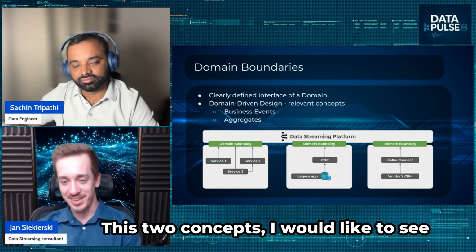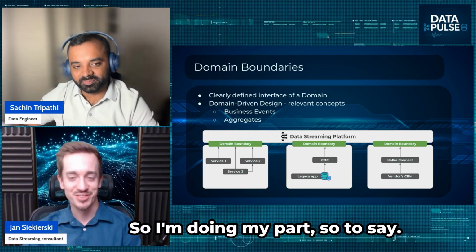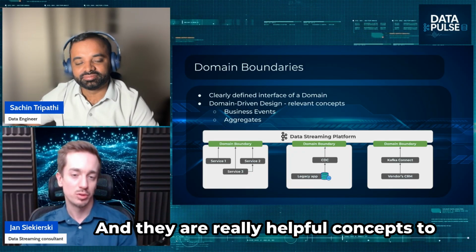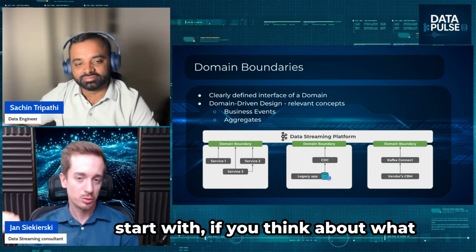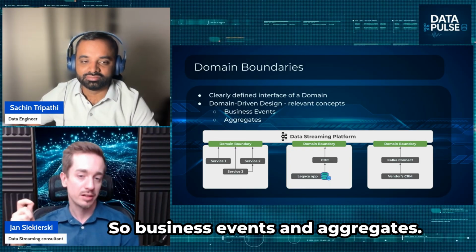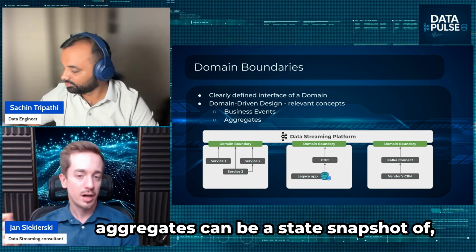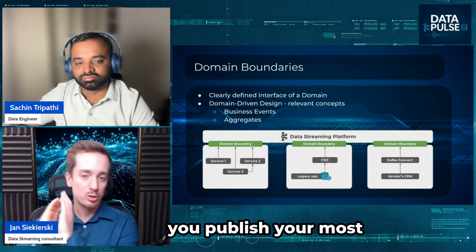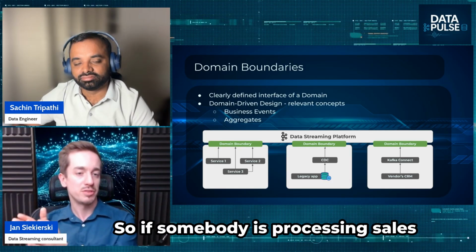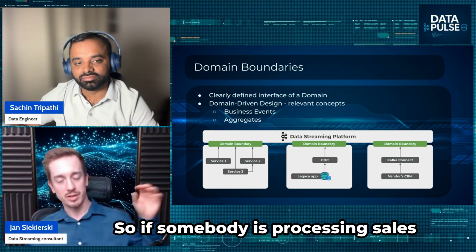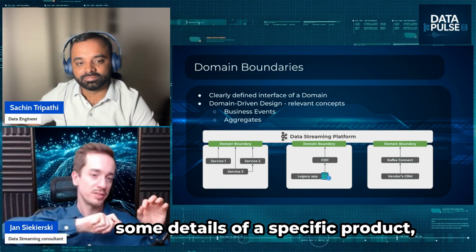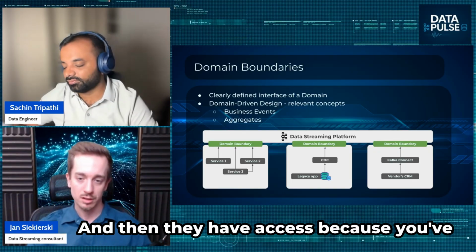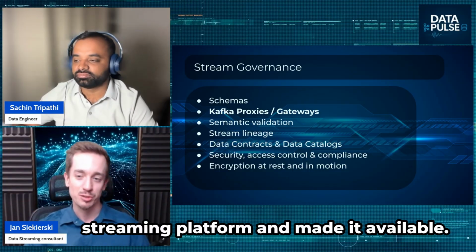These two concepts, I would like to see them more popularized, so I'm doing my part, so to say. And they are really helpful concepts to start with if you think about what should I actually publish. So business events and aggregates. And where business events are very granular, aggregates can be a state snapshot of, for example, a product. If you are managing a product catalog, you publish your most current state every time. So if somebody's processing sales transactions and needs to enrich it with some details of a specific product, they have an ID, they can just join the stream, right? And then they have access because you've published your aggregate to your data streaming platform and made it available.